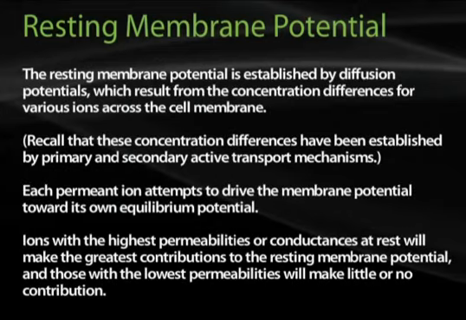The resting membrane potential is established by diffusion potentials, which result from the concentration differences for various ions across the membrane. Recall that these concentration differences have been established by primary and secondary active transport mechanisms. Each permeant ion attempts to drive the membrane potential towards its own equilibrium potential. Ions with the highest permeabilities or conductances at rest will make the greatest contributions to the resting membrane potential, and those with the lowest permeabilities will make little or no contribution.